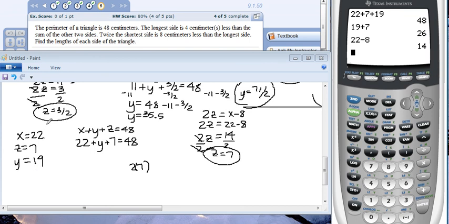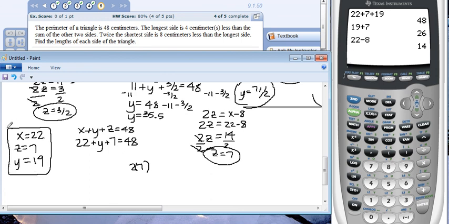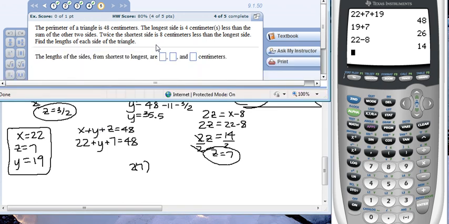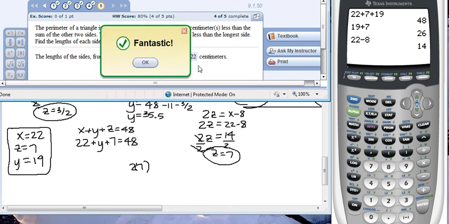So here's my correct answer. So even though this took longer, dang it, come on, pen. And even though I made a mistake, it's good to know how to fix things. It's good to make mistakes. Like I said, I've learned the most from my mistakes, and I make a lot of them, and so do you. So the lengths of the sides from the shortest to the longest: shortest is 7, then 19, and then 22. Okay?